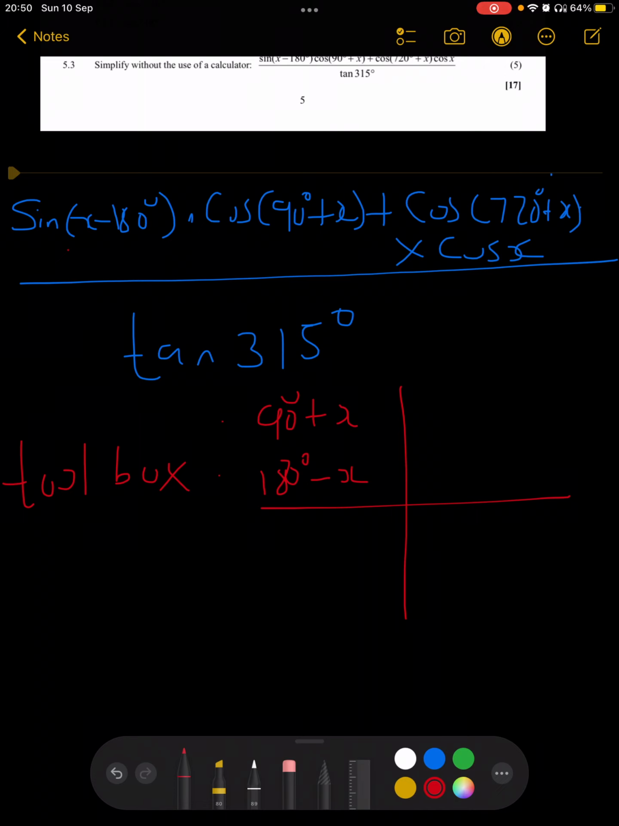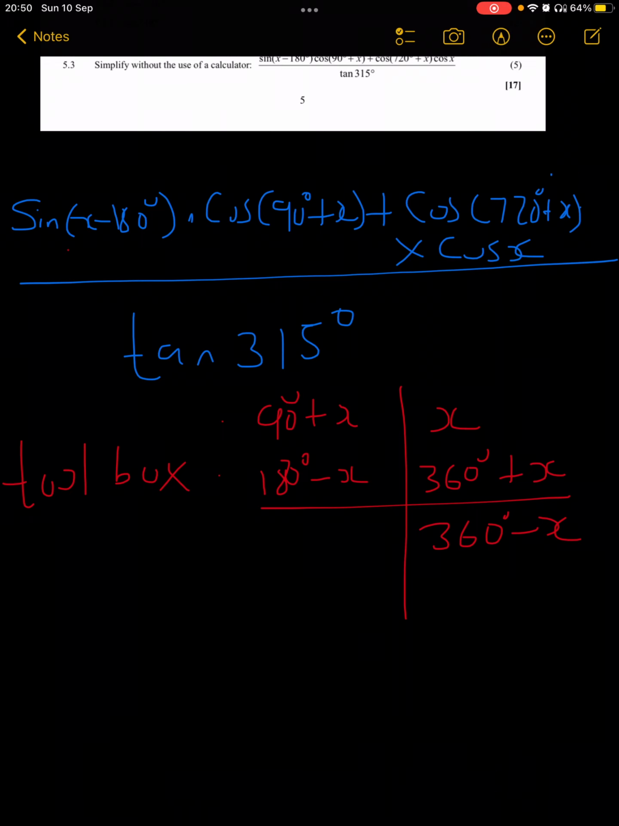Then we get 360 plus an angle. So 360 plus an angle is here, and 180 minus an angle is here, and then 360 minus an angle is there. So how do we incorporate this toolbox? If you get a question like this, marks can be obtained by writing everything correctly from the toolbox.